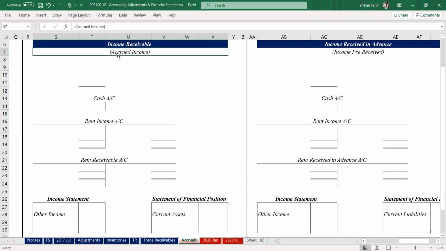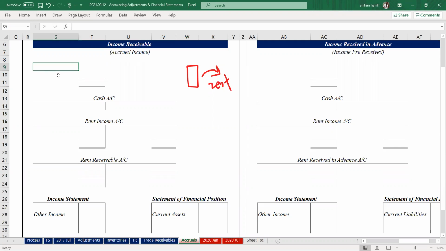Assume that we have a building. So that building is rented out. Rent. And the rent income from giving that on rent, we should receive is 10,000. We should receive the rent income 10,000.